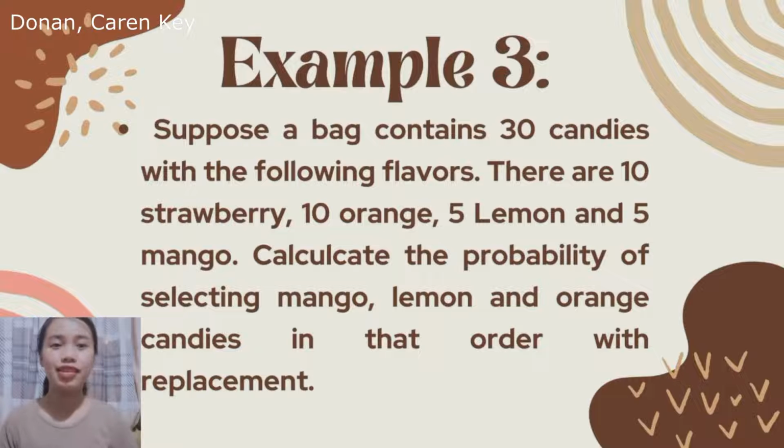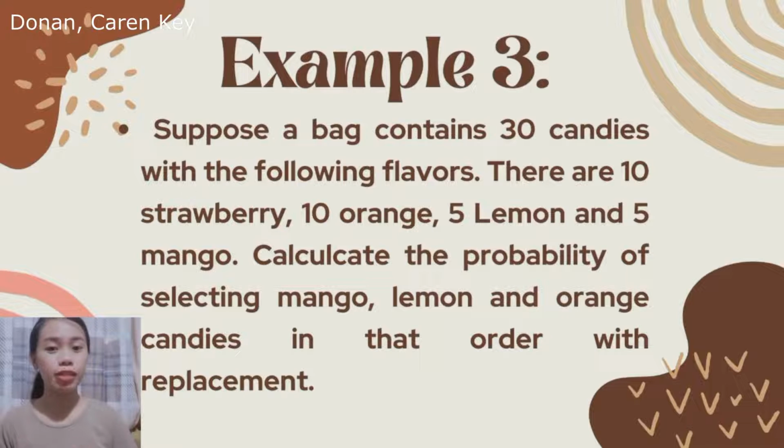Okay, last example. Last example with a different situation. Suppose a bag contains 30 candies with the following flavors. There are 10 strawberry, 10 orange, 5 lemon, and 5 mango. So, calculate the probability of selecting mango, lemon, and orange candies in that order with replacement.